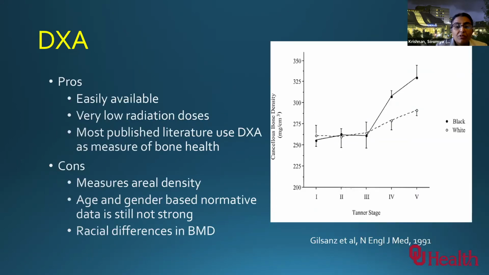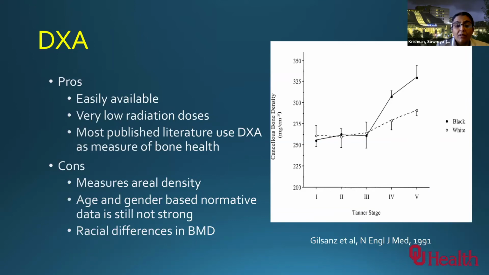Other pros and cons of DEXA scan: DEXA scan is easily available. It has very low radiation doses, and most published literature uses DEXA scan as the measure of bone health. The cons are that it measures areal density, and age- and gender-based normative data is still not strong. It needs to get more robust.